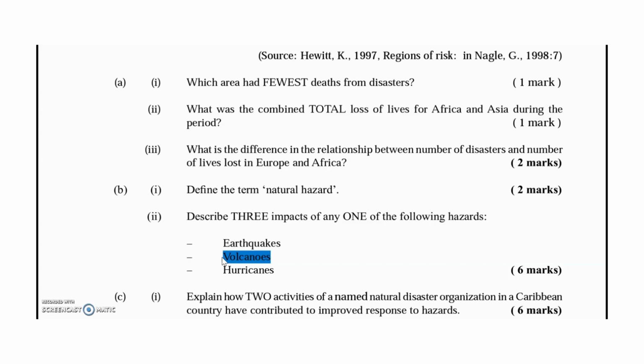Secondly, for volcanoes, a second impact is that there is a significant decline in vegetative structure. Obviously, because of lava pervading the area, the lava will simply encompass the vegetative areas, destroying them in the process.